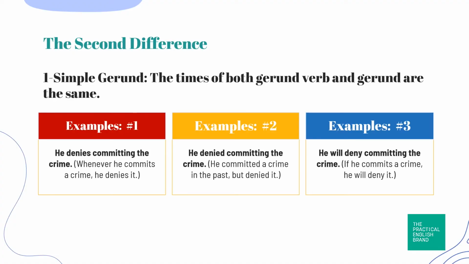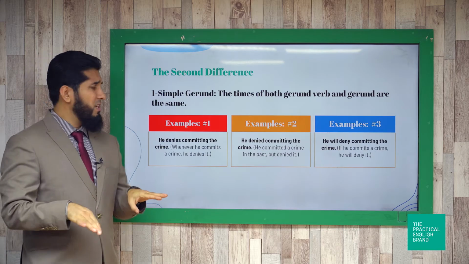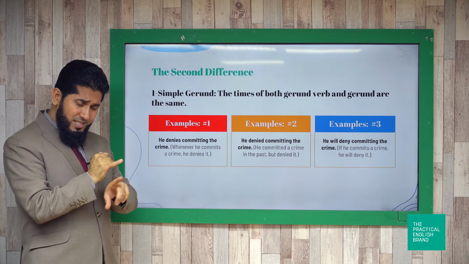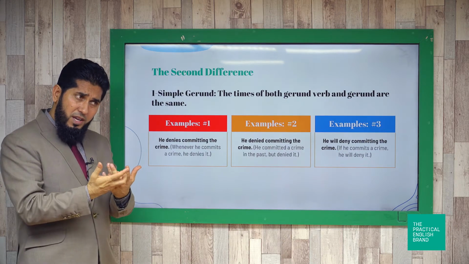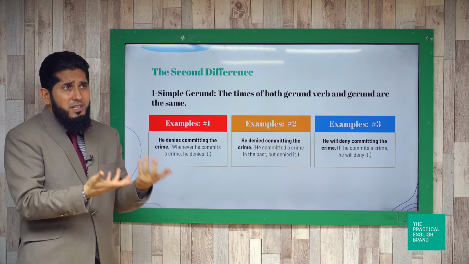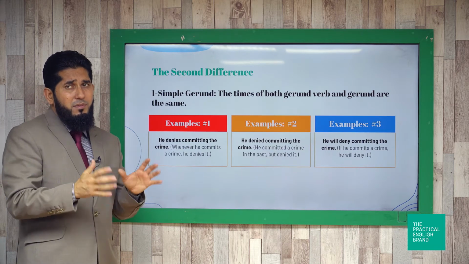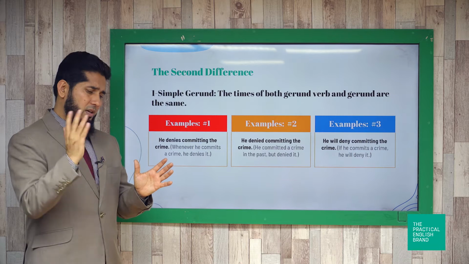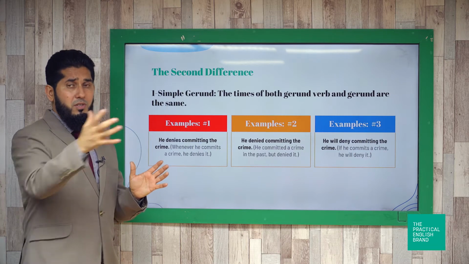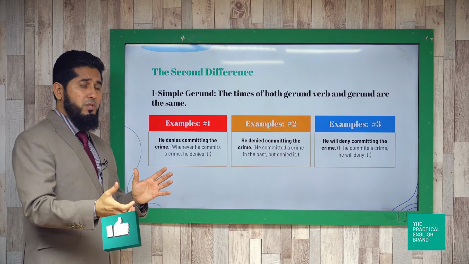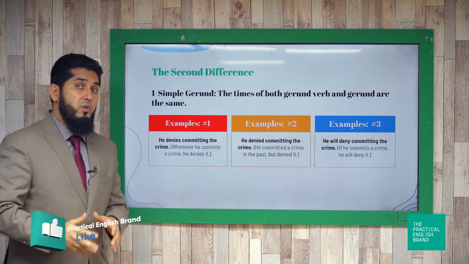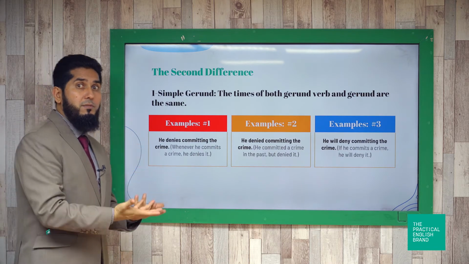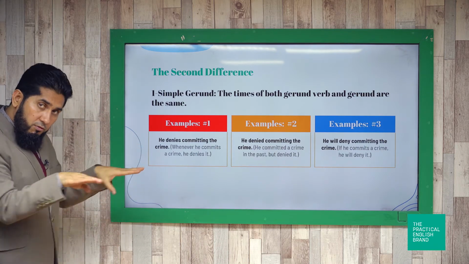Example number one, he denies committing the crime. Now the times of both denies and committing are the same. Whenever he commits a crime, he denies it. He doesn't accept it. For example, if he commits a crime today, he denies it today. If he's arrested by the police, he denies it. If he commits a crime in the future, he denies it in the future. So the times of both verbs are the same.